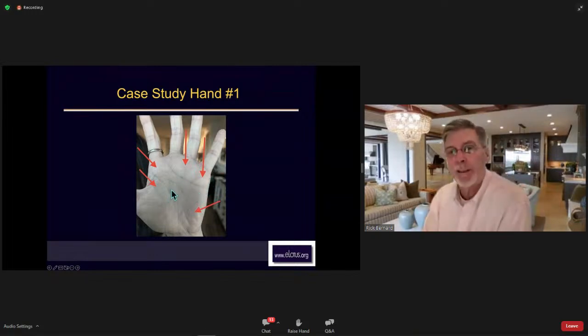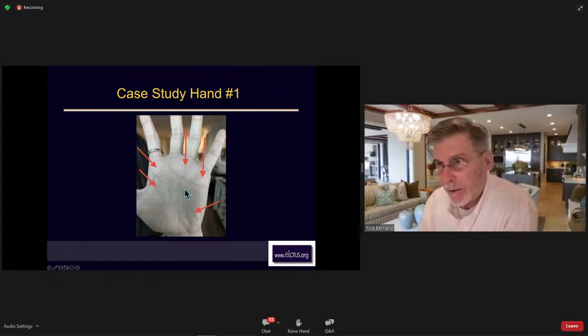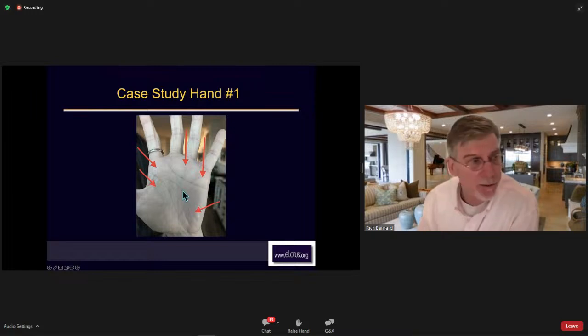So in general, if it's a fire hand, there's going to be a lot going on, right? Just all sorts of stuff. A lot of activity, a lot of ways to look at things for this person, rather than a simple earth hand that has very few lines. It's a lot of stuff going on.